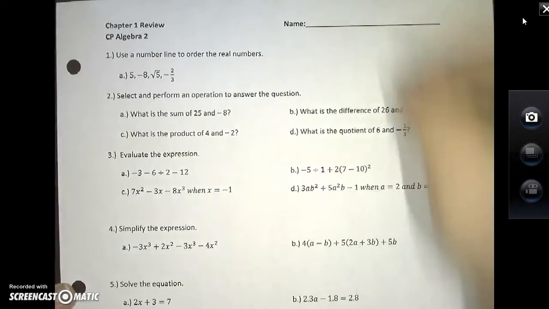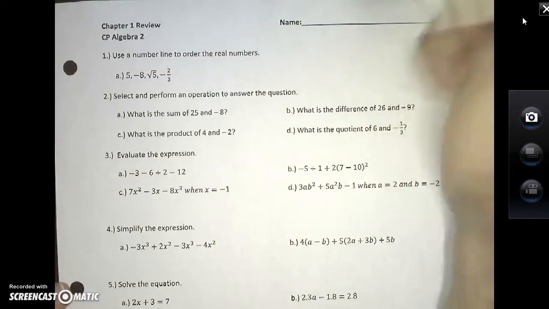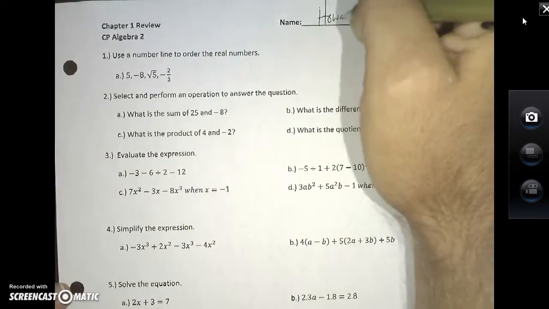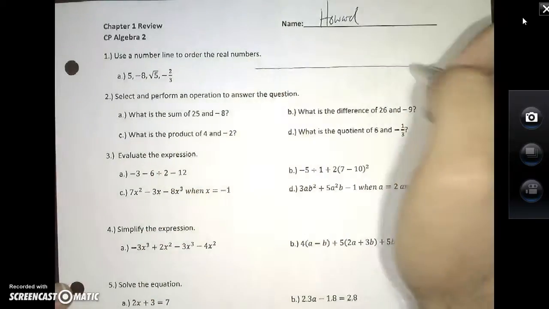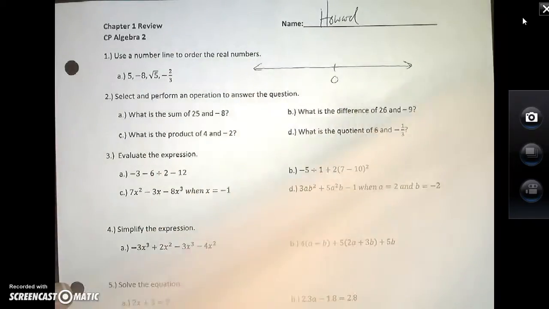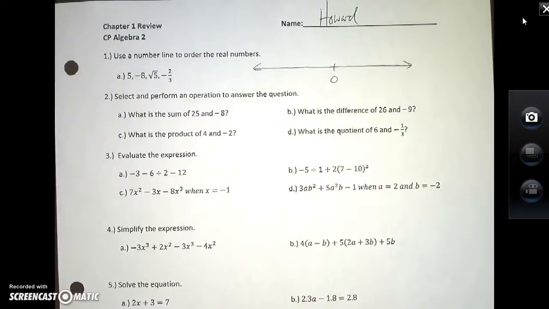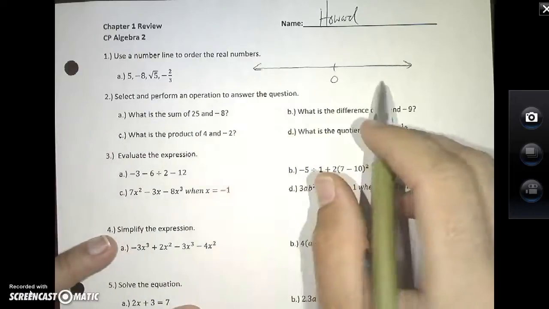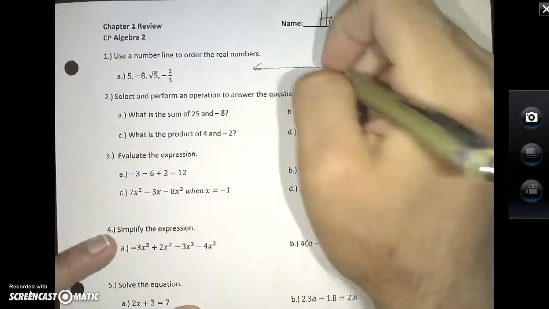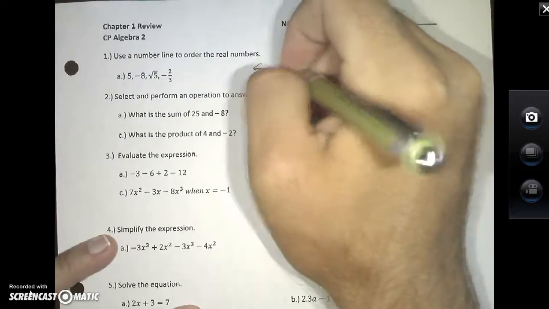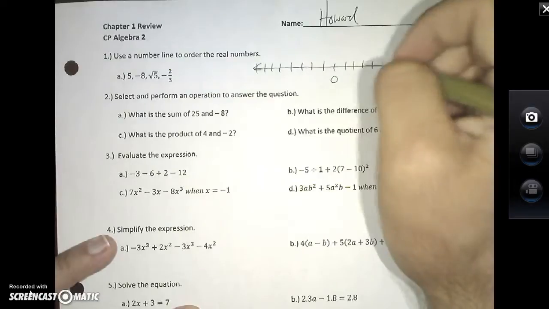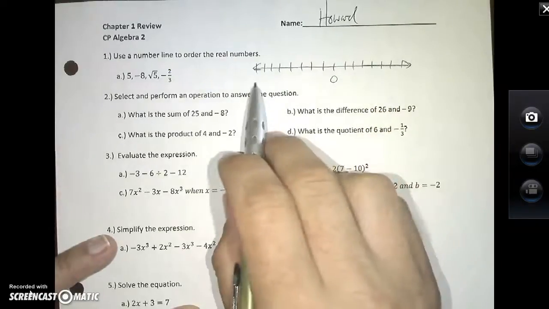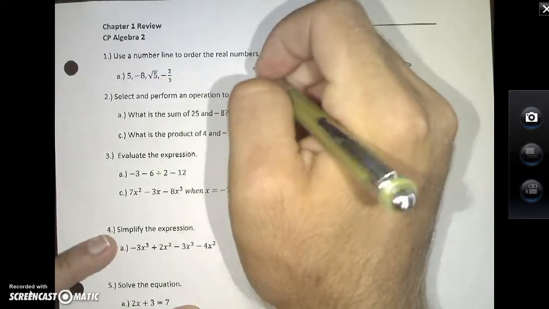Okay, so here we go. We're going to take a look at our Chapter 1 review. Helps if I click the pen. And here we go. Use a number line to order the real numbers. Okay, we have ourselves here a number line. 0 is in the middle. Now we're going to take what we have over here and place them accordingly. So I'm going to go ahead and say -1, -2, -3, -4, -5, -6, -7, -8, 1, 2, 3, 4, 5, 6, 7. -8's all the way back here. Okay, that takes care of this one.